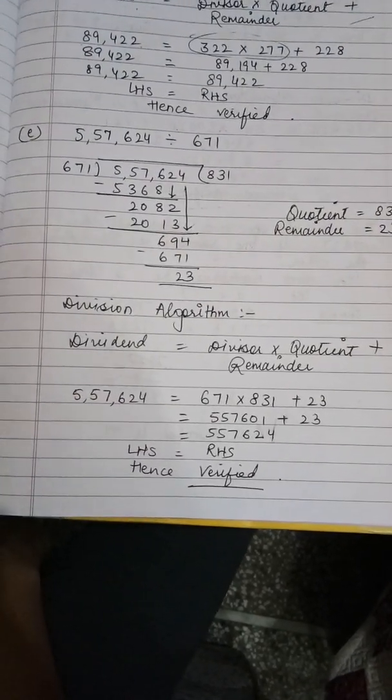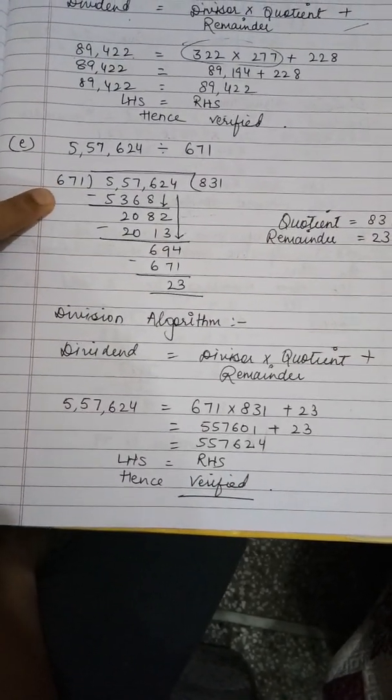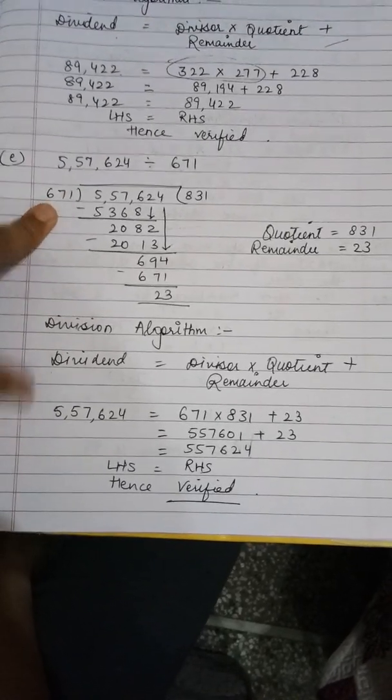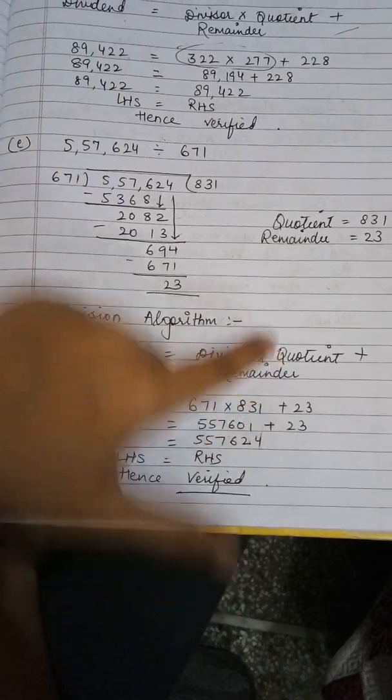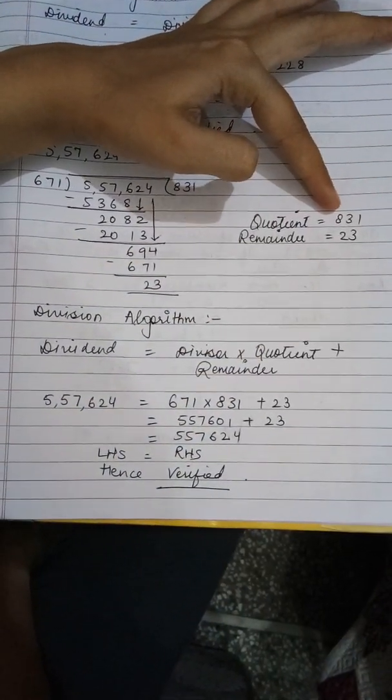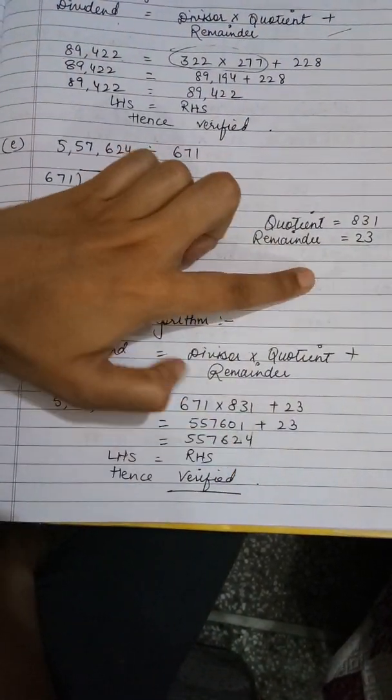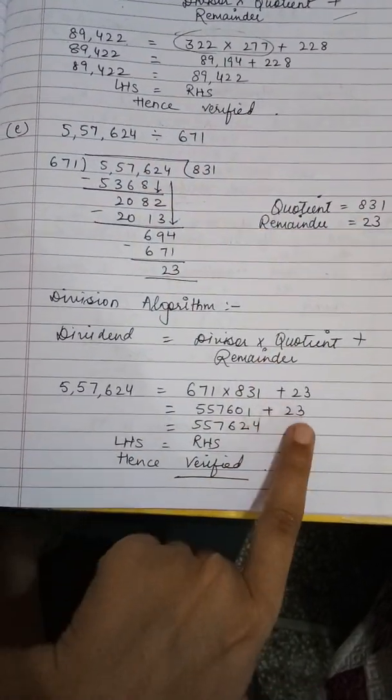Now what is the divisor here? 671. Divisor is the number by which we are dividing the dividend. So divisor is 671. Multiply by the quotient. What is the quotient? 831. Then you have to add remainder. What is the remainder? 23. So we are putting here 23.